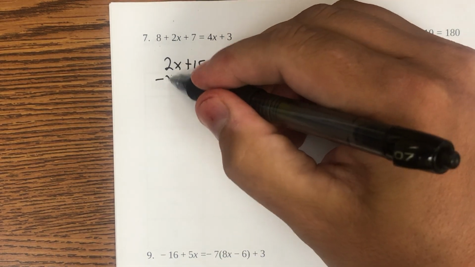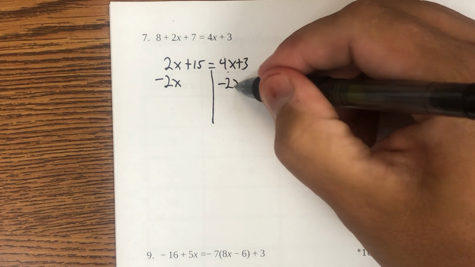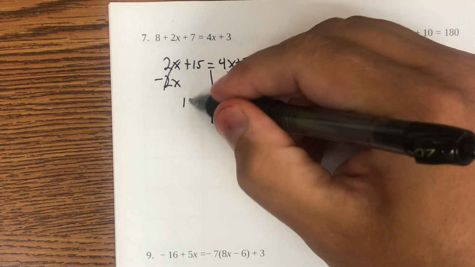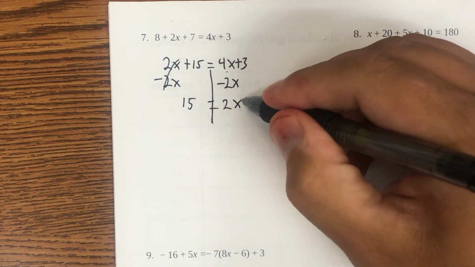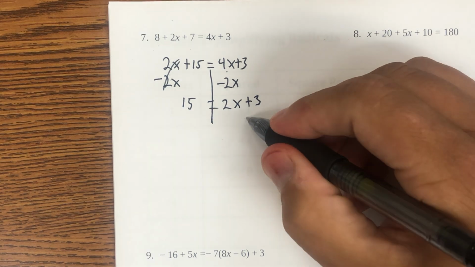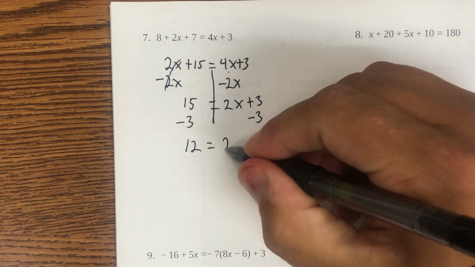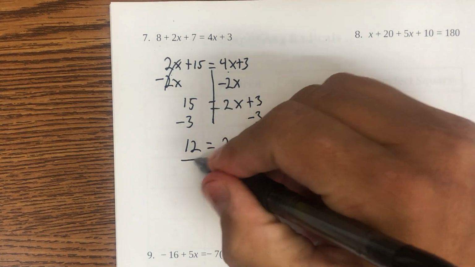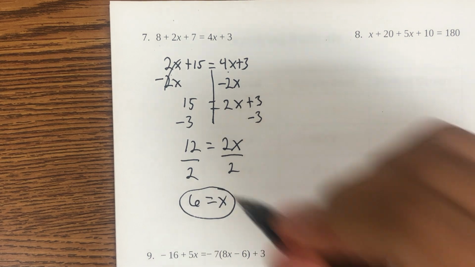So for me to bring this 2x over, the opposite of plus is minus, so I'll subtract 2x from both sides. 15's left on the left, equals 4 minus 2 is 2x plus 3. Next step. Move the 3, subtract it, and I got 12 is equal to 2x. Divided by 2, and 6 is equal to x. Okay.